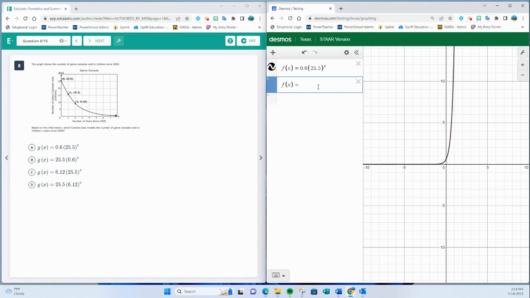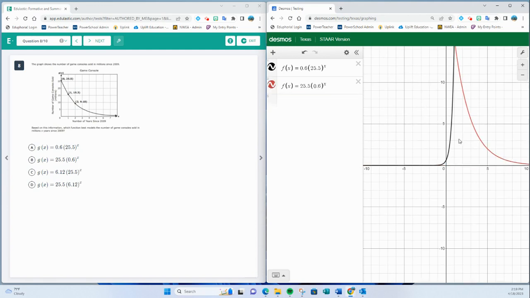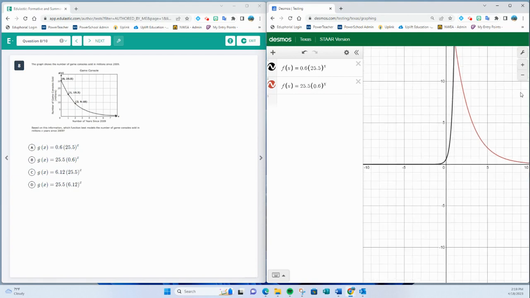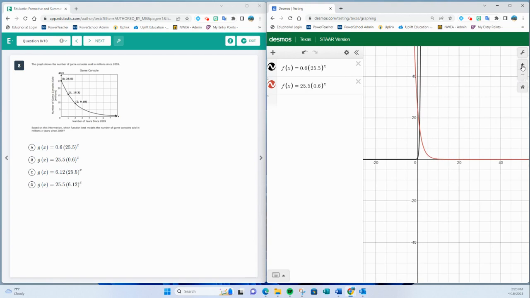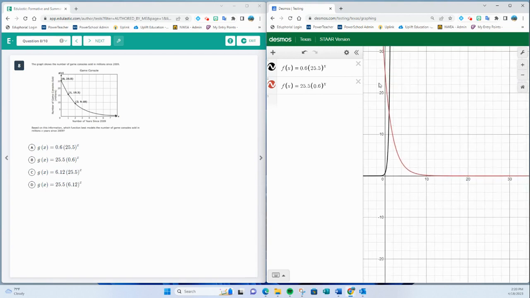So this is going up to the right, so that wouldn't work. I'm just putting in f of x instead of g of x because that one will always graph. And I can see right here that this one looks a lot more like the picture, and it also has the correct y-intercept. So when x is 0, y is 25.5. So it would be B.